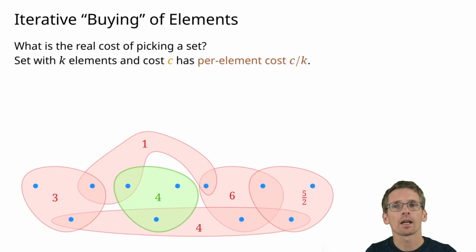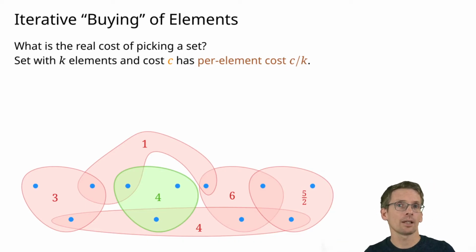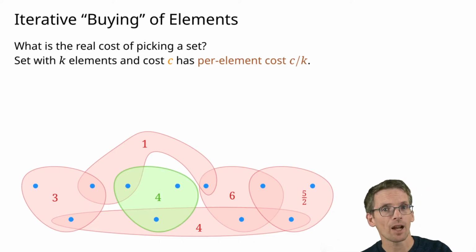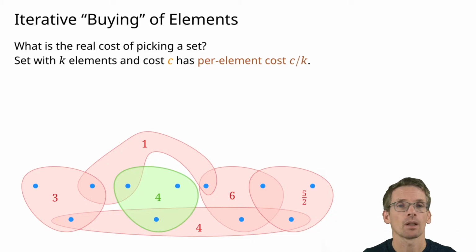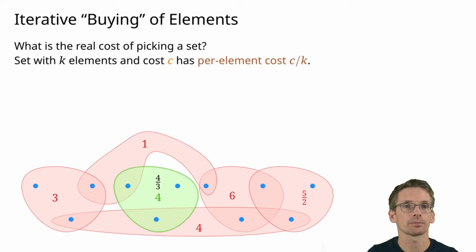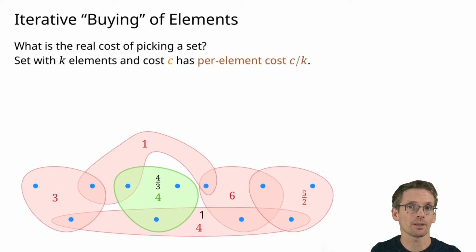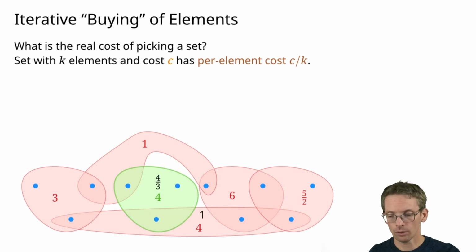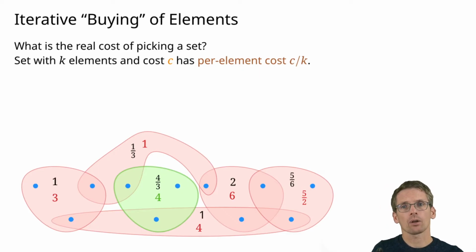And therefore, we look at the per element cost. The per element cost of a set is the cost of the set divided by the number of elements that I gain. So here, for this set, that would be 4 divided by 3. For the larger set down there, with 4 elements and cost 4, that would be 1. And so on. For one set with cost 1, I get 1/3. And in that way, I can, for each set, compute the per element cost.